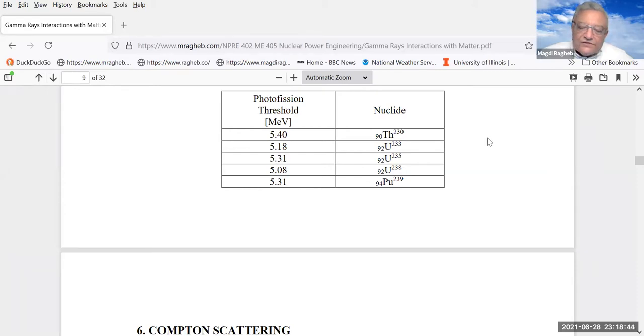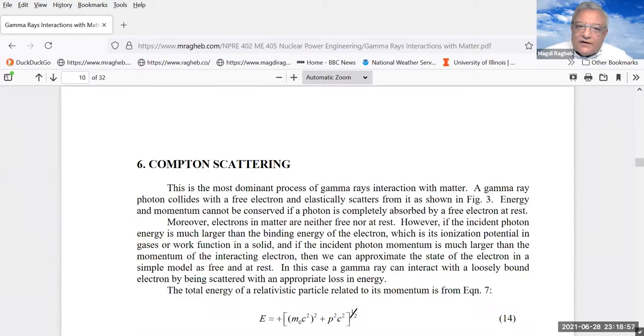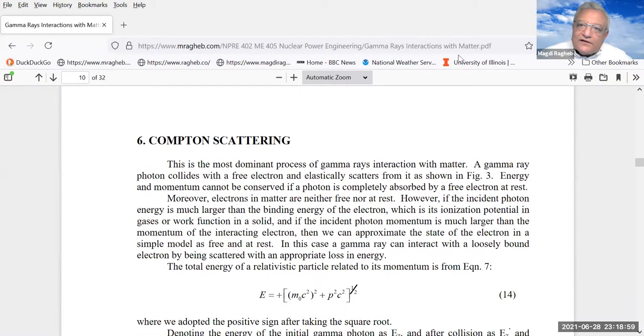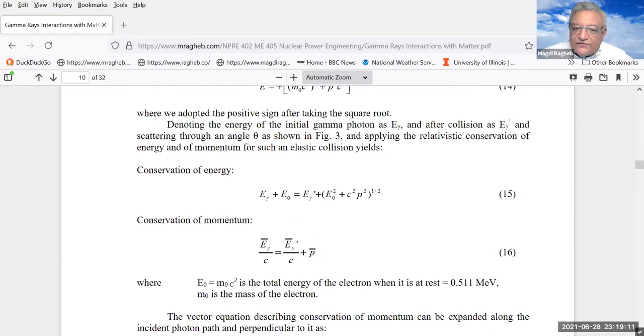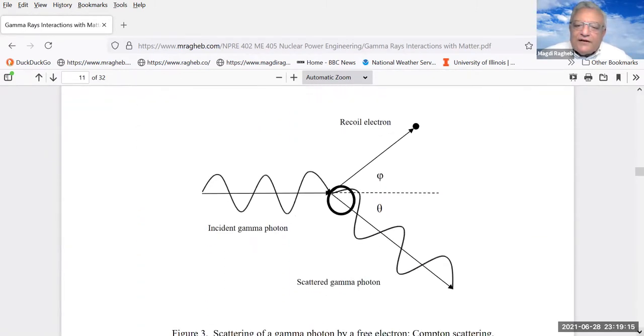So you could see here that we have two processes, photonuclear and photofission, that can happen with gamma rays, and they're not really listed in all the textbooks. Most of the textbooks emphasize the photoelectric effect that we covered so far, as well as the Compton scattering and the pair production process. In Compton scattering, you'll find this happens over a different range of the energy of the photons. And I'll show you just a diagram in that case.